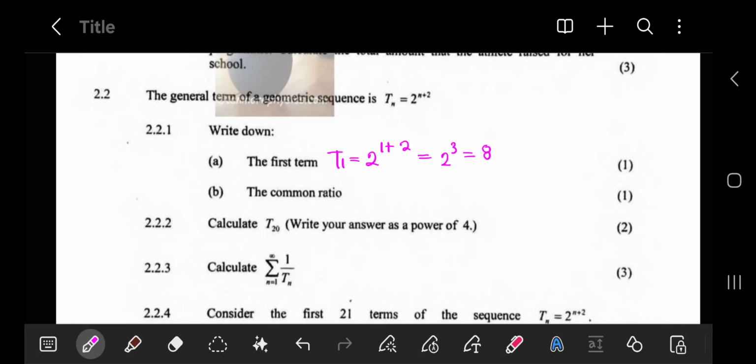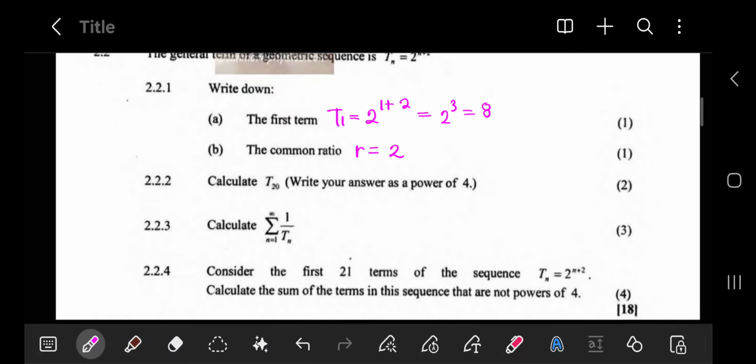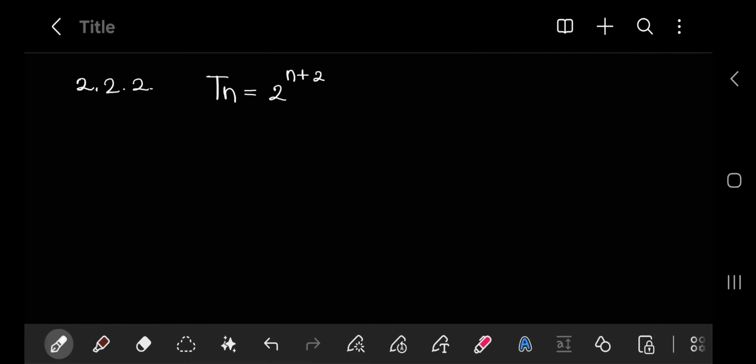So term 1 is 8. Next, we need to calculate the common ratio. Common ratio is the base here, so r is 2. Now, 2.2.2 says calculate T20 and write your answer as a power of 4. So that is the general term that we're working with, and we are required to get T20. So all we're going to do is substitute 20 in place of n. This is going to simplify to 2 to the power 22.